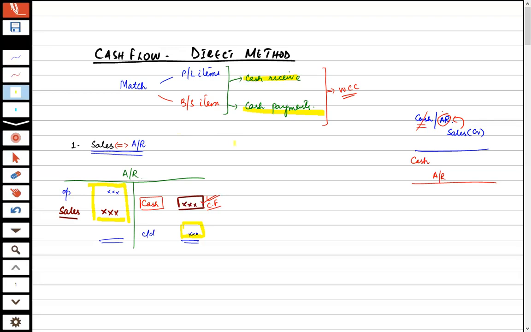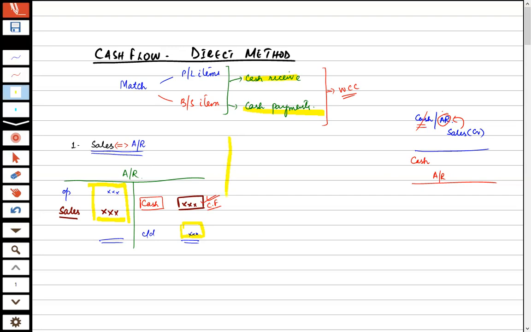In contrast, what we did in the indirect method was just take the difference of the accounts receivable. But in the direct method, we match the accounts receivable balance sheet item with its corresponding P&L item, and then we perform the calculations, the cash amount is arrived at, and that will be reported in the cash flow statement.